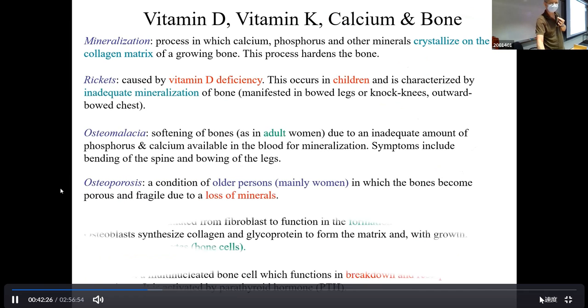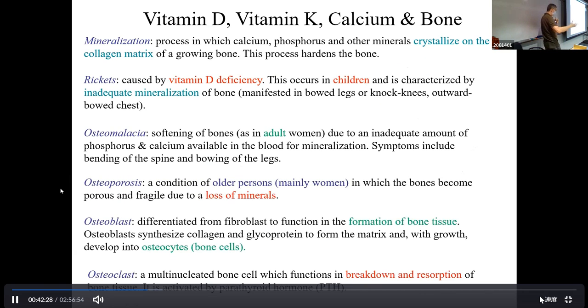Now, we will start to move into how calcium relates to bone and the various bone problems that eventually link to vitamin D. I'm sure you have encountered this to some degree in your nutrition course, right? Yes or no? Okay.